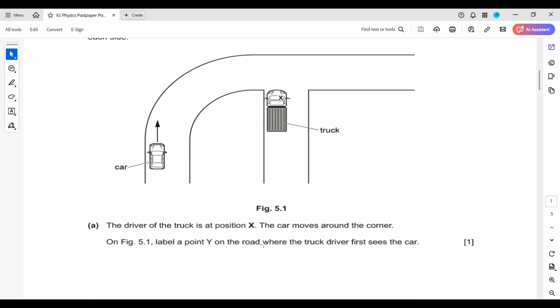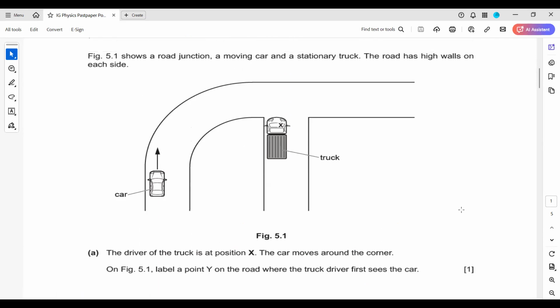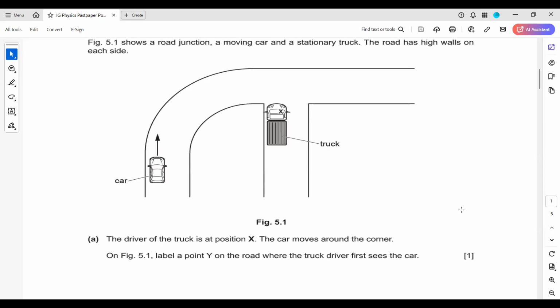Label a point Y on the road where the truck driver first sees the car. Where will the truck driver see the car first, which position will he see? Because the driver is here, let's take a real life example. If you are a truck driver, this is the side which you can see. So what is the position he can see?